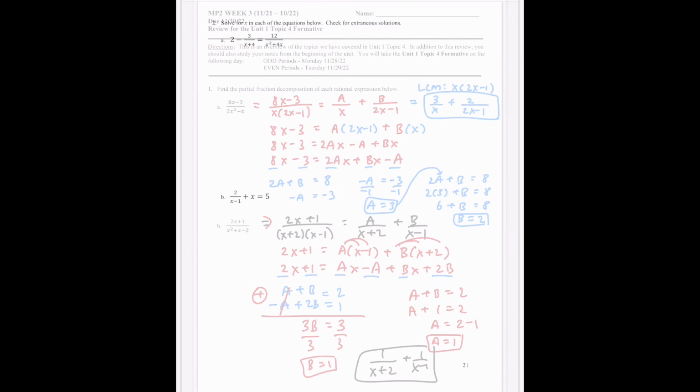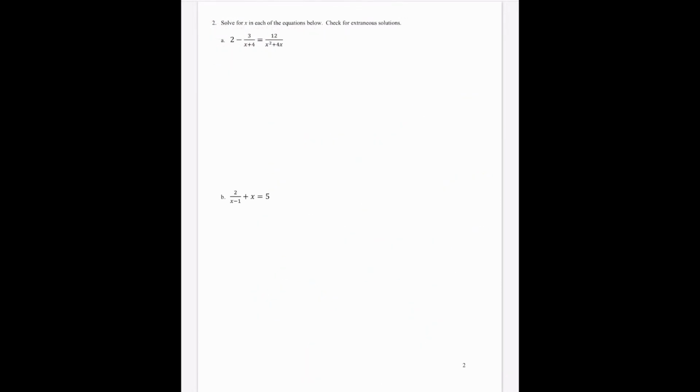On to the next. All right, guys. So on the next page, we need to solve for x for these rational equations below. We have to check for extraneous solutions. So here we go. So the first step is we want to factor. Notice that this is just going to be 2 minus 3 over x plus 4 is equal to 12 divided by x times x plus 4, right? So this looks pretty straightforward. The LCM for this one should be x times x plus 4.